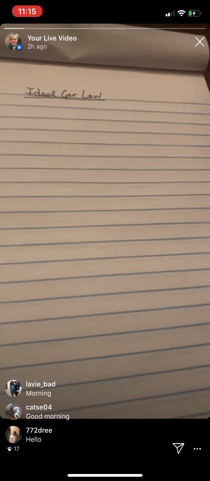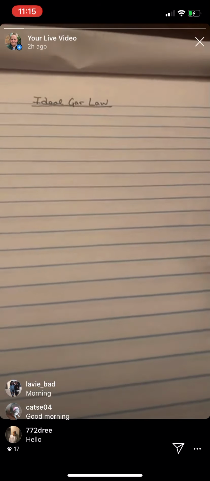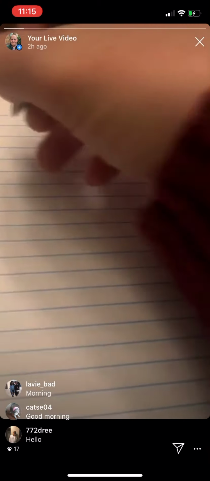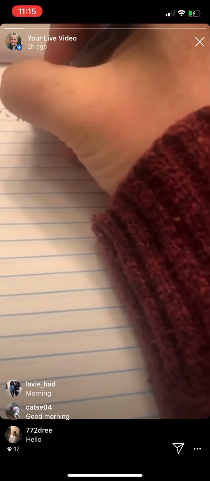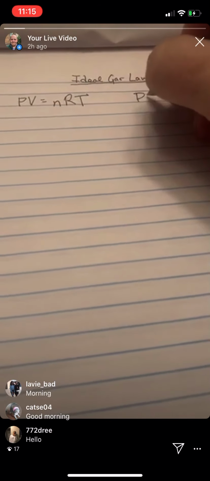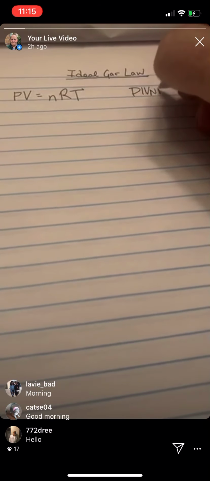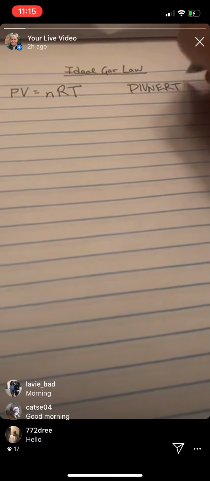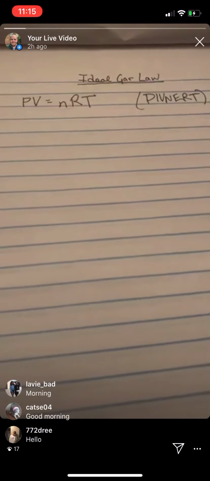So let me explain to you guys how to do this, and then we'll move from there. All right. So the ideal gas law is PV equals nRT. This is pronounced "Pivnert." Pivnert. Okay.